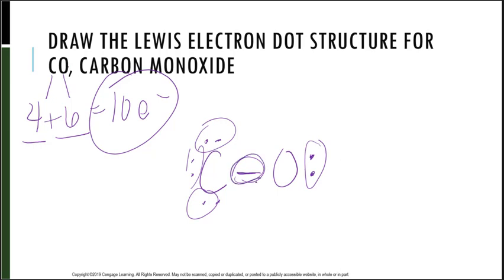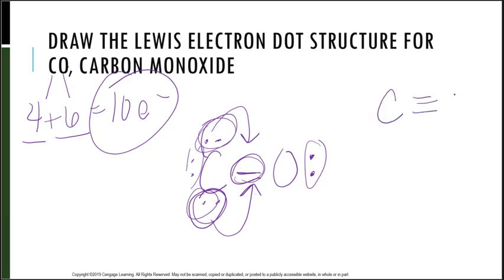It only has 2, 4. We need oxygen to have 8. So let's take 2 from carbon and share that. That would be 6. Let's take 2 more and share that to give it 8. Let's see what that leaves us with. A triple bond to an oxygen. Oxygen would have a lone pair. Carbon would have a lone pair.